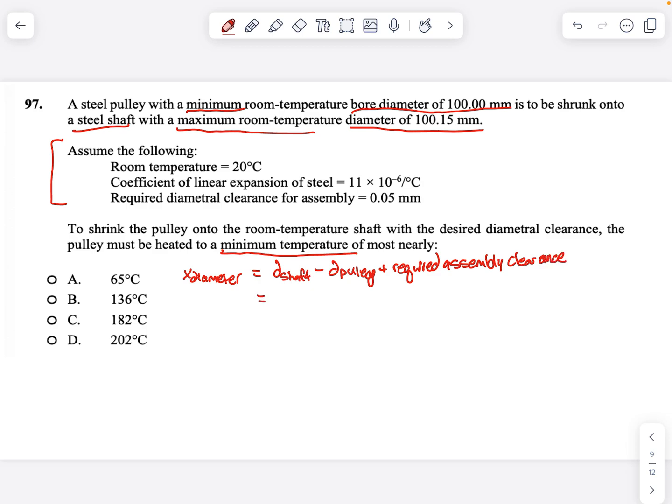So we know that the maximum diameter of the shaft is 100.15 millimeters, minus 100 millimeters, which is the diameter of your pulley, plus the required assembly clearance, which, as you can see here, is given to us in the problem as well. So we're going to add 0.05 millimeters. Solving for that, you are going to get 0.20 millimeters.